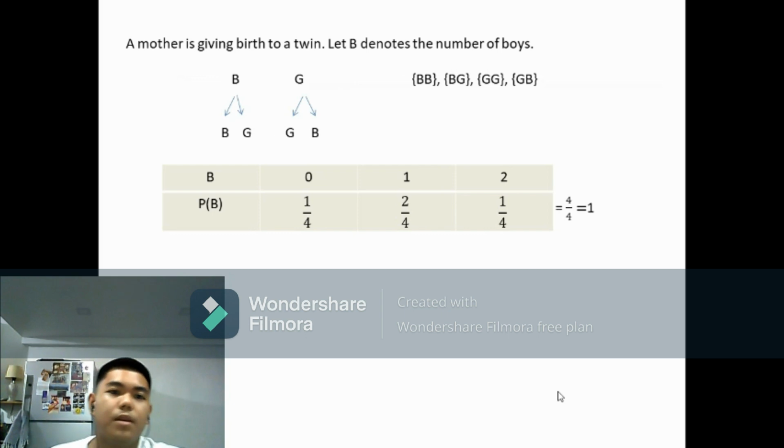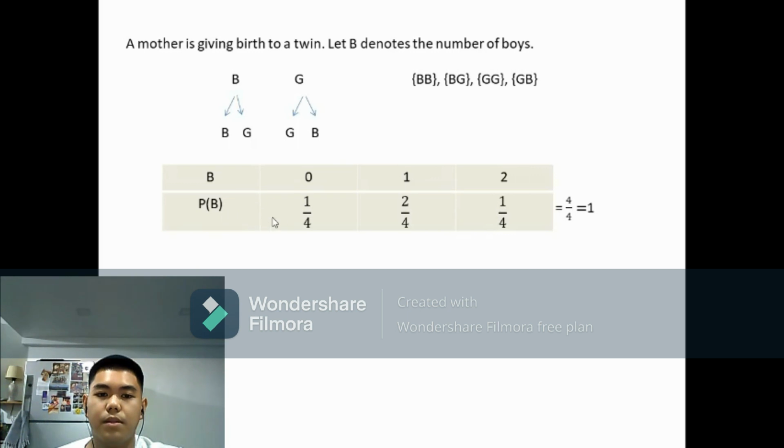Another example. A mother is giving birth to a twin. Let P denote the number of boys. First, list all the possible outcomes of getting twins. So we have boy boy, boy girl, girl girl, and girl boy. So for B, we have 0, 1, and 2.